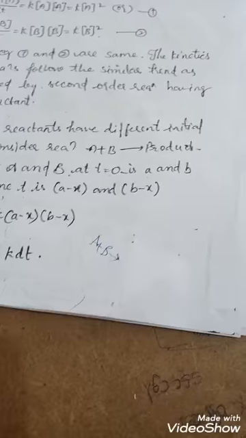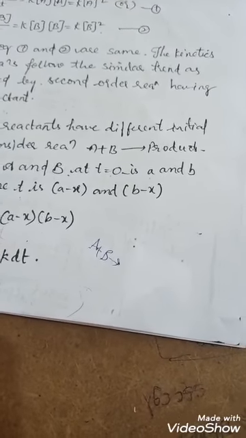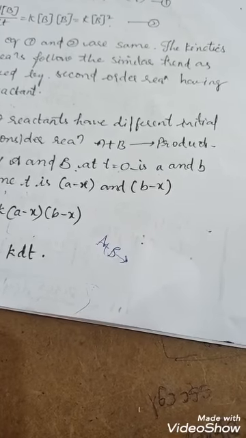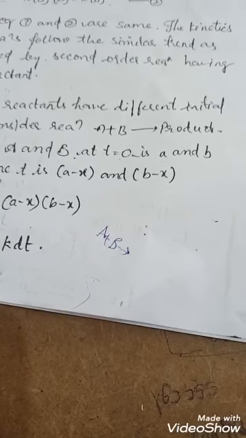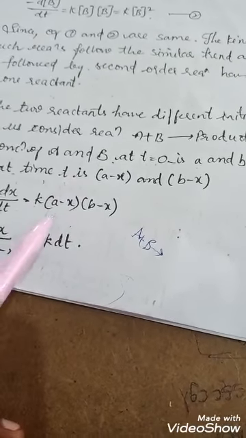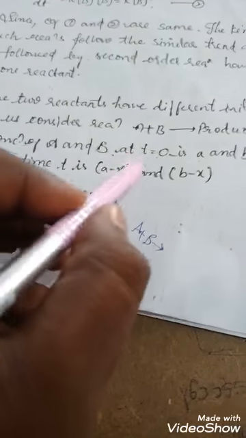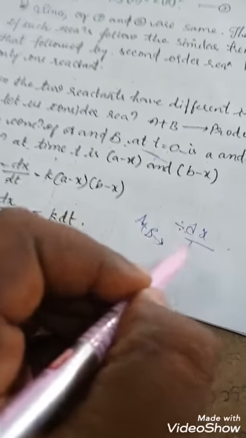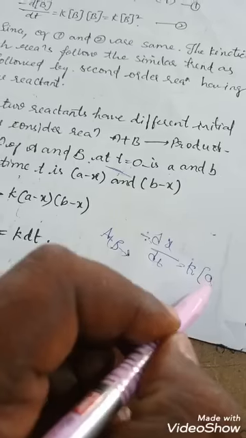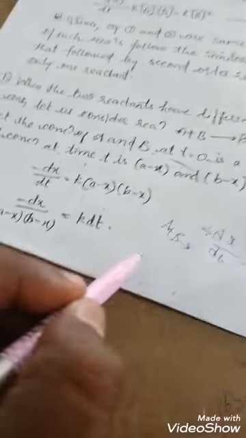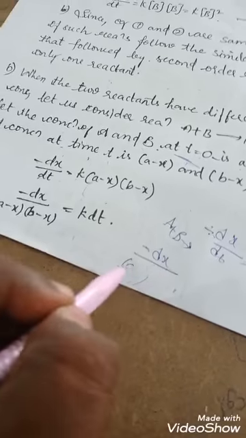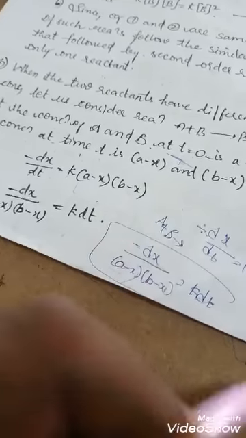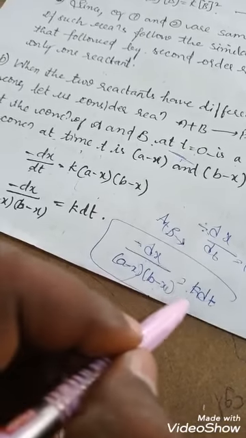Why should we take this? Because we don't know the initial reactant concentrations, what a and b are, and we don't know the time required. So we should take the initial and final time. At t equal to 0, we know that minus dx by dt equals k into (a minus x)(b minus x). So minus dx by (a minus x)(b minus x) equals k dt.